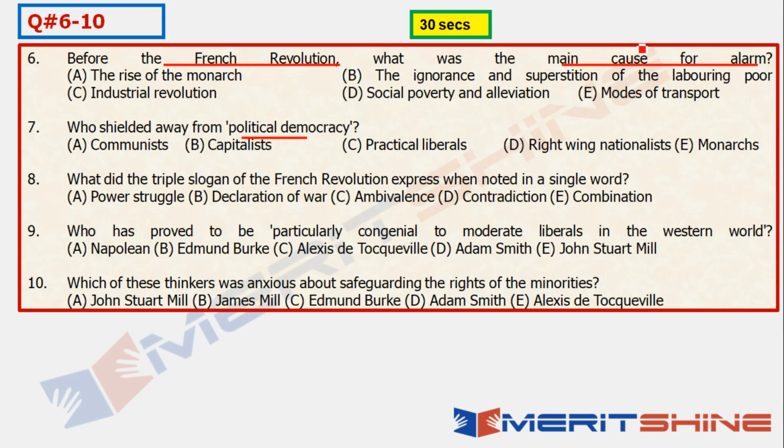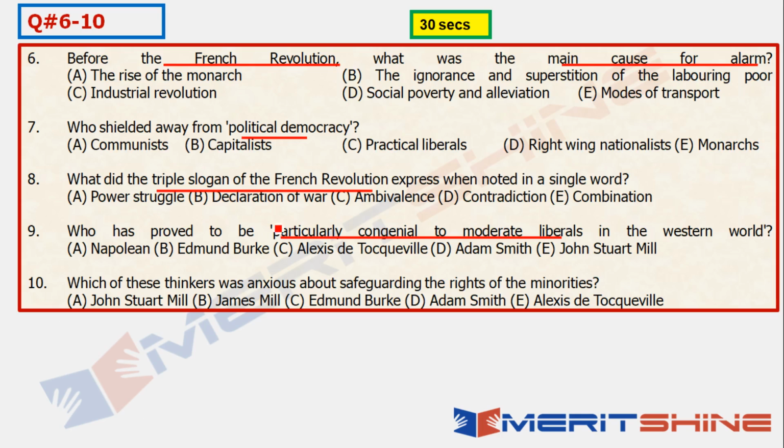Who shielded away from political democracy? Now that's the important word here. Third, question number 8, triple slogan of French Revolution. That was the important word here or phrase here. Question number 9, particularly congenial to moderate liberals. So that's what was important.